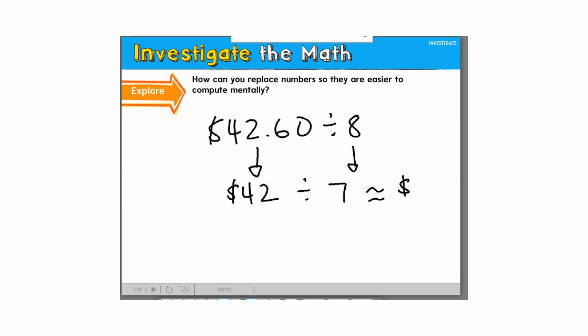6. 7 into 42 is 6. So then the cupcakes would be about $6 each. But I think 5 or 6 would be an acceptable answer for this question.